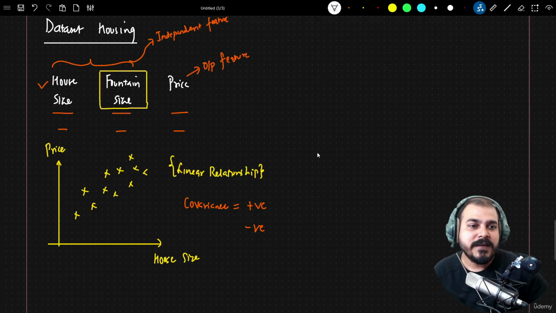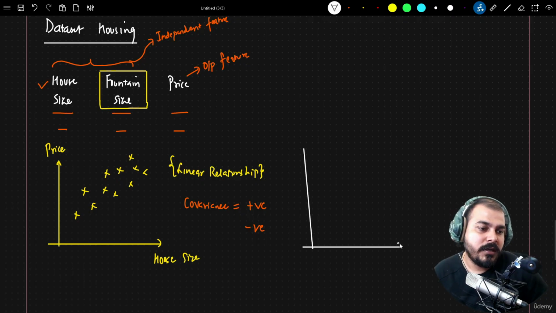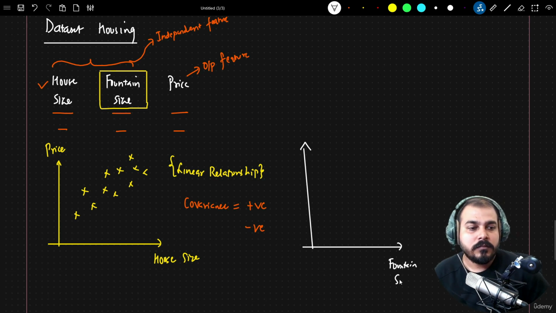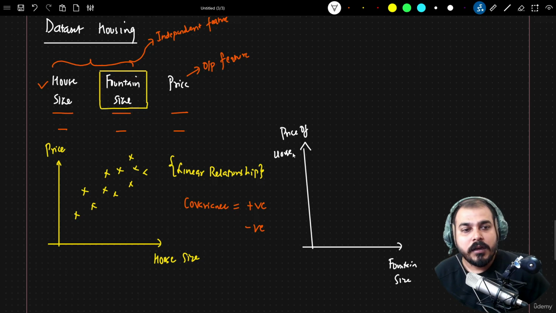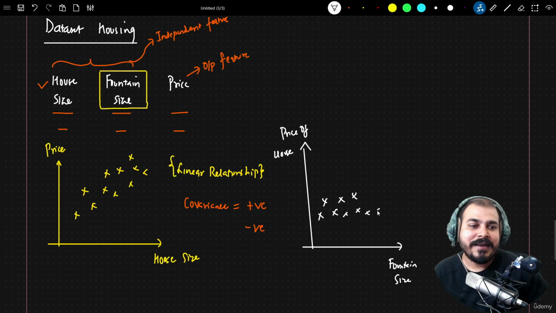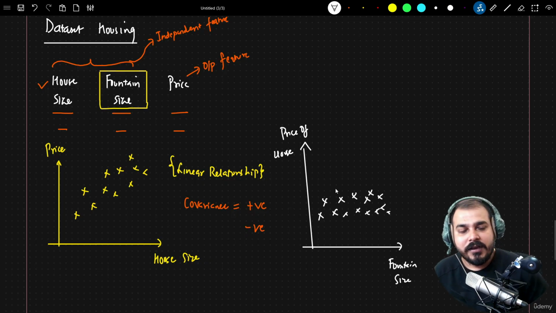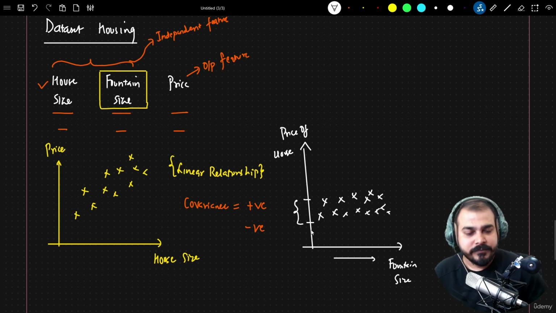Now what about the other feature, that is, if I try to plot fountain size and probably the price of the house. In this particular case, let's say my plotting happens like this, and let's say that this is not at all that important, right? Here you can clearly see that there is no relationship between fountain size and price of the house. Even though the fountain size is increasing, the price of the house is almost stagnant within this specific region, right?